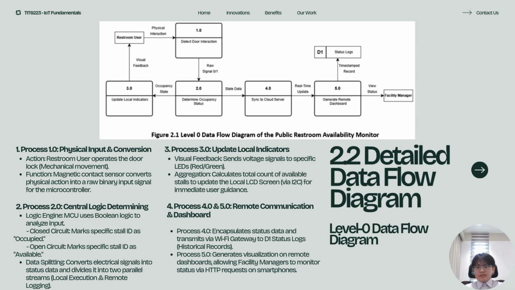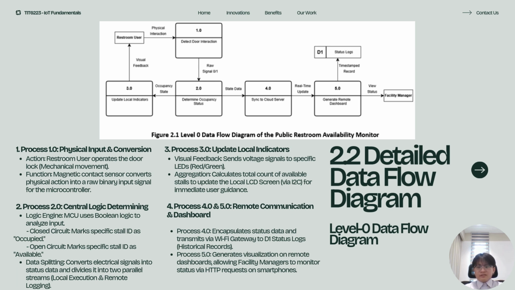So moving on to section 2.2, the detailed data flow diagram. Figure 2.1 shows the level 0 data flow diagram. This diagram traces the path of data packets from the physical sensor all the way to the end user, highlighting the process decision made at each stage.